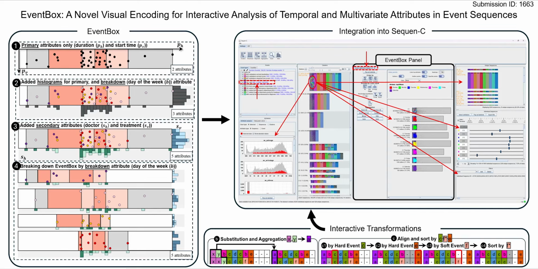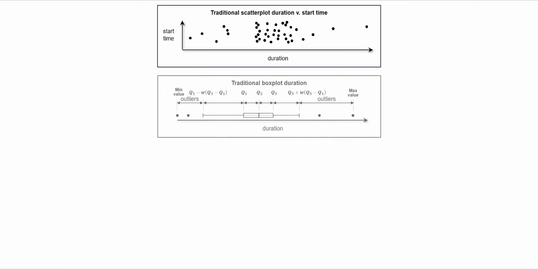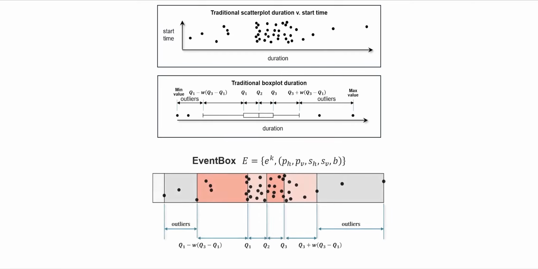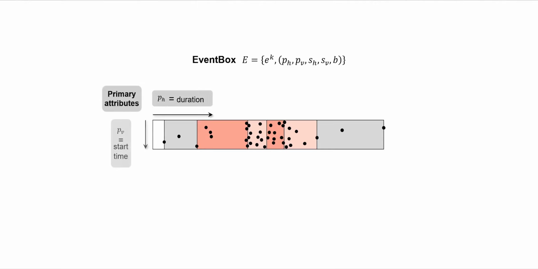The visual encoding of an EventBox uses as inspiration traditional scatter plots and box plots. The EventBox data representation and visual encoding allows the multivariate analysis of up to 5 attributes showing quartiles and outliers. Data points represent event occurrences. Their horizontal and vertical position are, in this case, their duration and start time. These are the primary attributes.